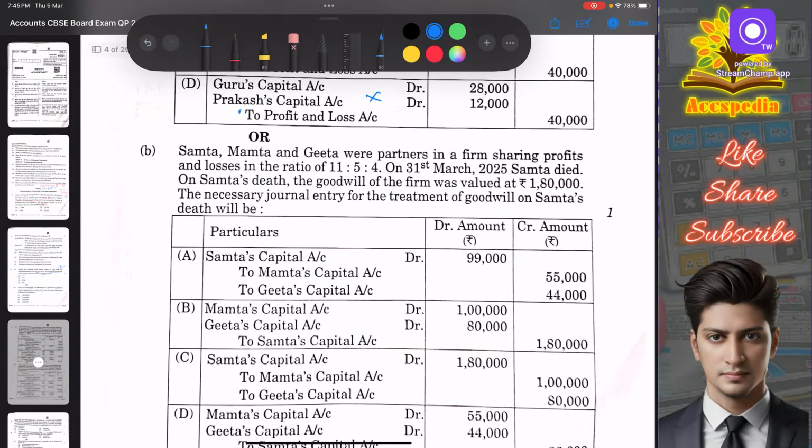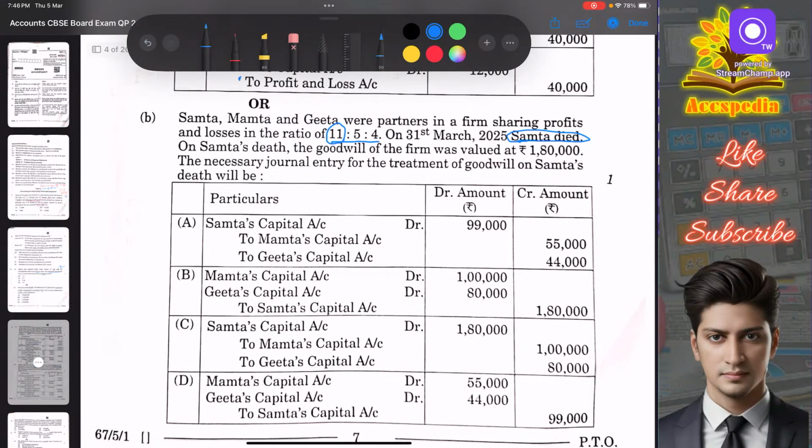Samta, Mamta and Geeta. There are 3 partners. Profit sharing ratio 11:5:4. On 31st March 2025, Samta died. So Samta is the first partner. Always circle the deceased partner's share of profit. On Samta's death, the goodwill of the firm was valued at 180.